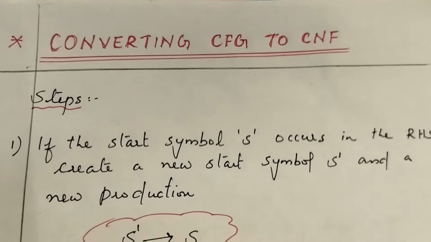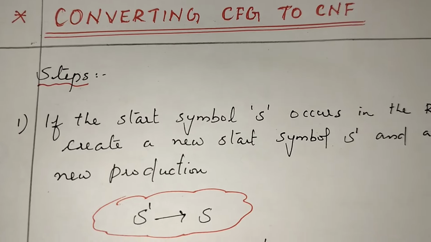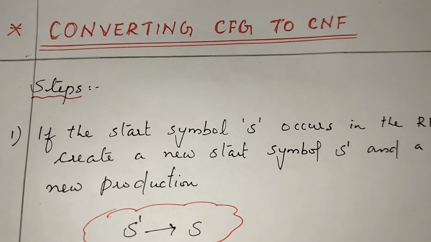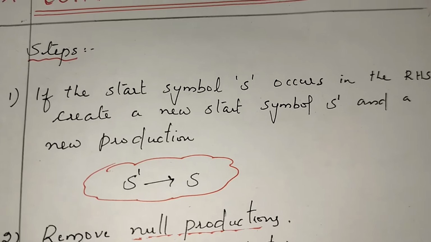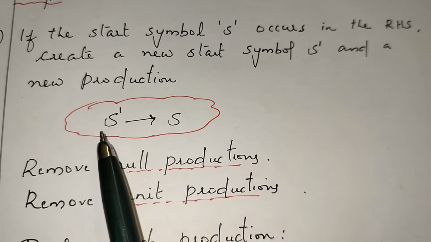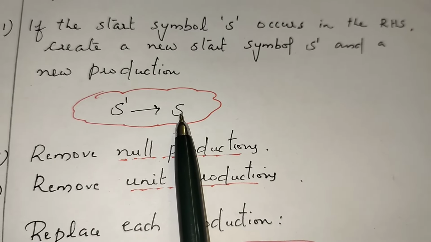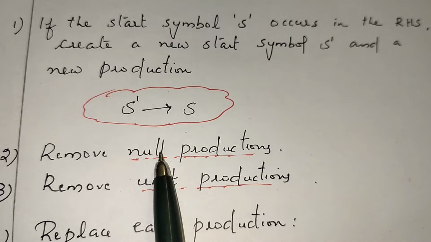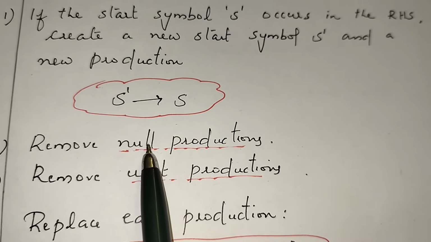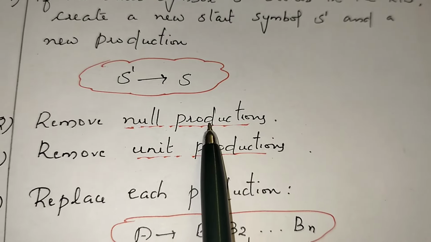So next topic is converting context-free grammar to Chomsky normal form. We need to follow some steps for this conversion. First step is, if there is any start symbol in the right hand side of any production, you need to create a new start symbol and add this particular production. Then if there is any null production, meaning epsilon production, A gives epsilon, we should eliminate those null productions.